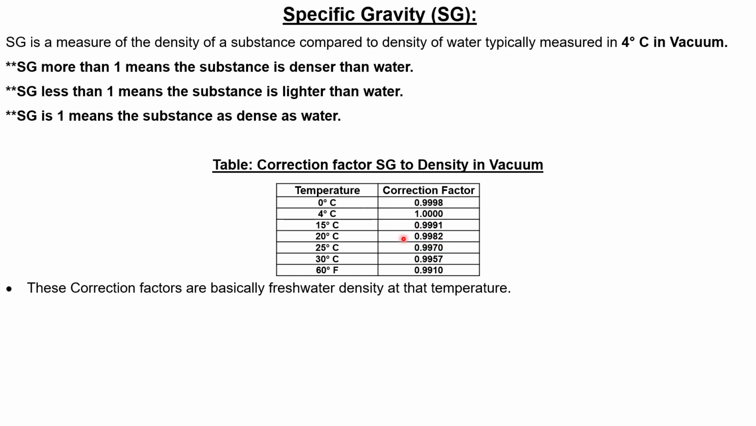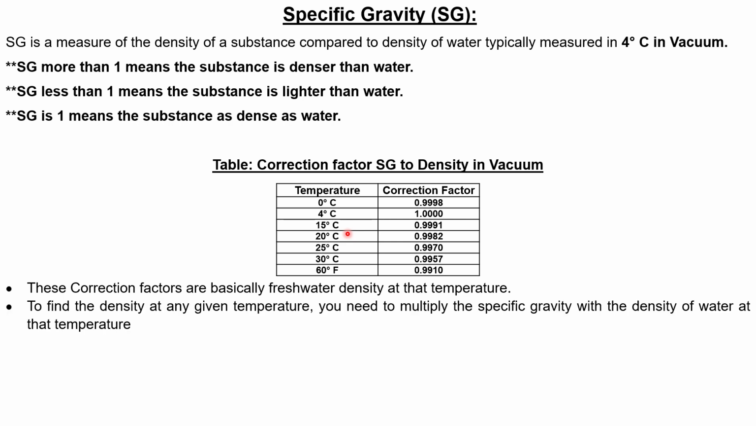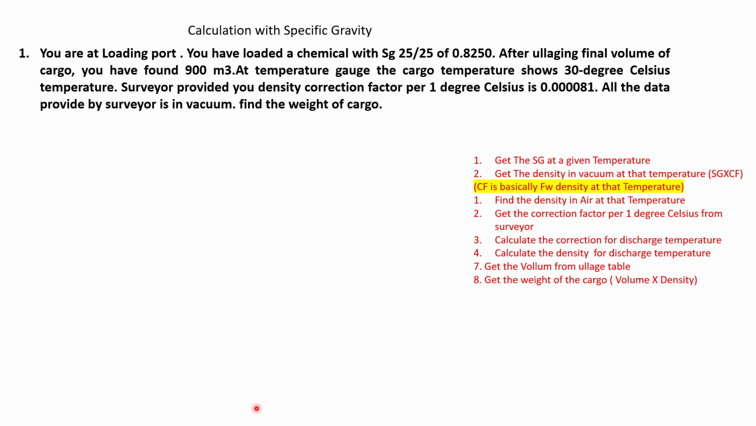So normally you'll get this correction table from your surveyor, or in the STM table, or you just take a copy of that one and keep it in your CCR, right? So to find the density at a given temperature, you need to multiply the specific gravity with the density of water at the temperature, right? The density of water at the temperature, we call it the correction factor. So this is the formula: density at a given temperature is equal to the specific gravity at the given temperature times the water density at the temperature, right? So let us do the calculation of the specific gravity.